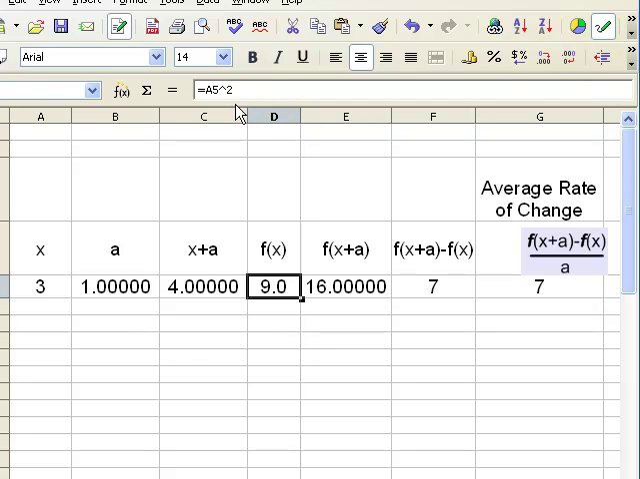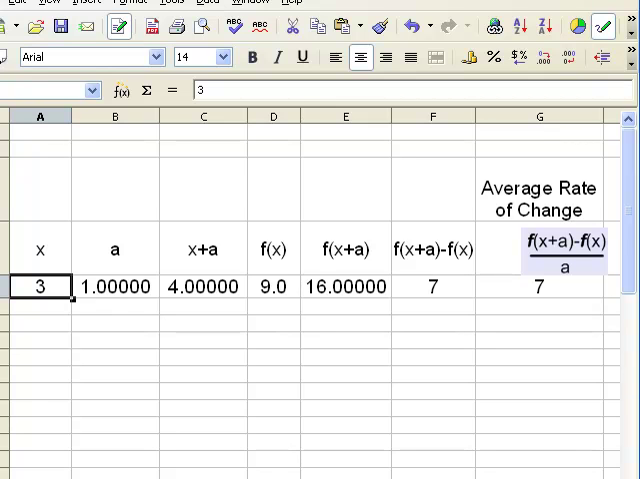So you maybe can't see that formula, but it says A5 squared, which is taking my x coordinate and squaring it. And this one is taking x plus a and squaring it. And all these calculations are being done to calculate the average rate of change, or the slope of the secant. If I want to get to an instantaneous rate of change at the x-coordinate 3 on that parabola, what I'm doing is I'm shrinking a down.